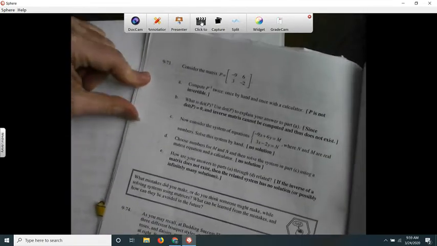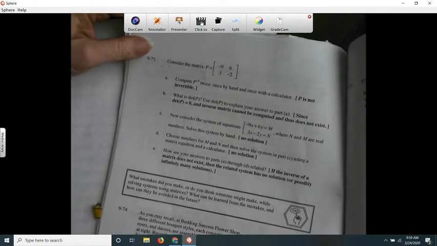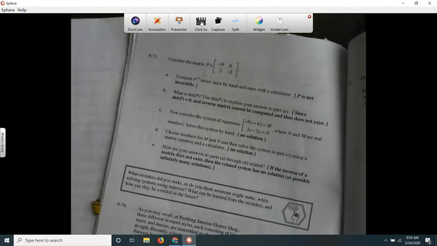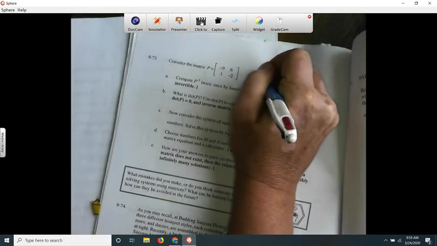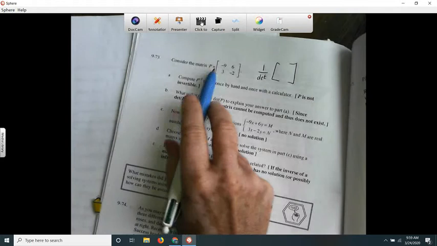Also, in this video, since I have time, I wanted to go through problem 9-73. It says to calculate this matrix by hand and then with a calculator. To calculate the inverse by hand, I remember that I have to go 1 over the determinant times, remember we do that switcheroo, where this would be -2, -9, this would be -6, -3.